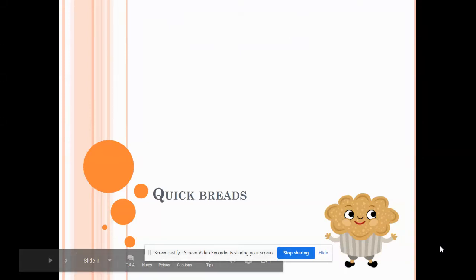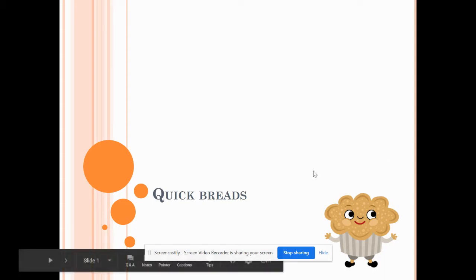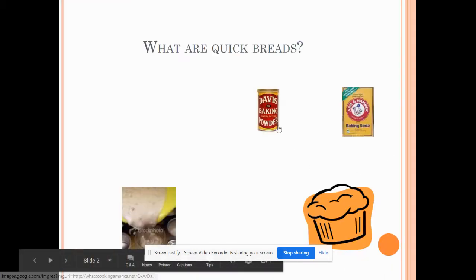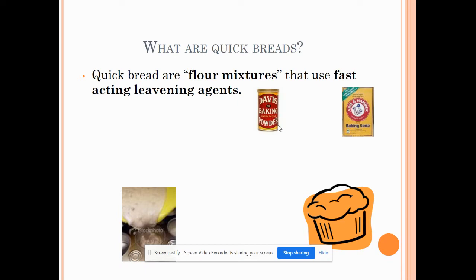Today we are going to be learning all about quick breads and what quick breads entail. So to begin, what are quick breads, you might ask? Well, quick breads are flour mixtures that use fast-acting leavening agents. And by leavening agents, we mean baking soda and baking powder. These are chemical leavening agents that are going to allow your products to rise.